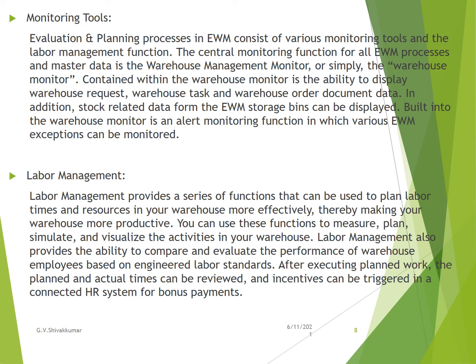So if he is doing more than 100 tasks allotted by the supervisor, then he is rated an efficient worker. We can give incentives to encourage them. So incentives can be triggered in connection with the HR system for bonus payment.